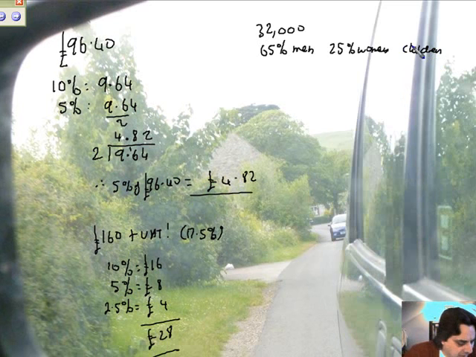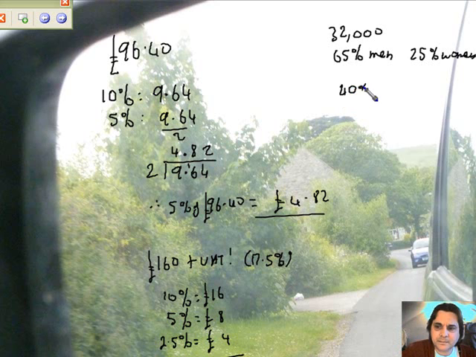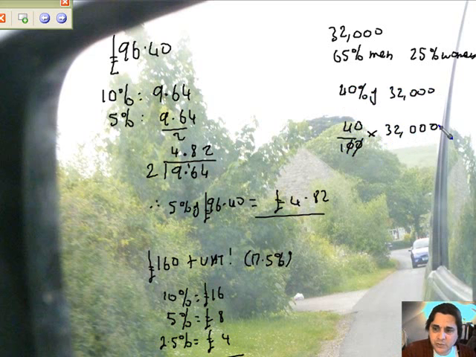Part A: how many more men than women are at the match? I could work out 65% of 32,000 and 25% of 32,000. But I'd rather say 65 and 25, that's a difference of 40%. That 40% gets added on to the 25% to make the 65%, which is the men. In other words, let's just work out 40% of 32,000, and that's quite easy. I'm going to do it this way because I've got plenty of zeros to cancel. Nothing can cancel anything else.